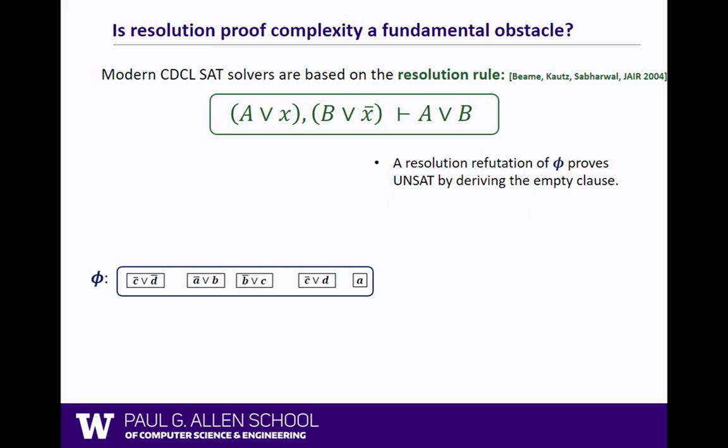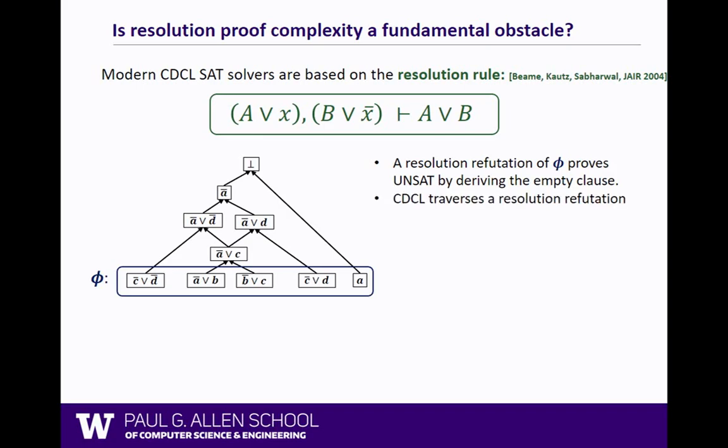So for example, with this formula, we can apply the resolution rule, choose two clauses, resolve, repeat, until we have derived the empty clause. And once we've gotten there, we know that we've proven that our formula is unsatisfiable. Okay, so what does this have to do with SAT solvers? Well, the CDCL algorithm is implicitly actually traversing a resolution refutation.